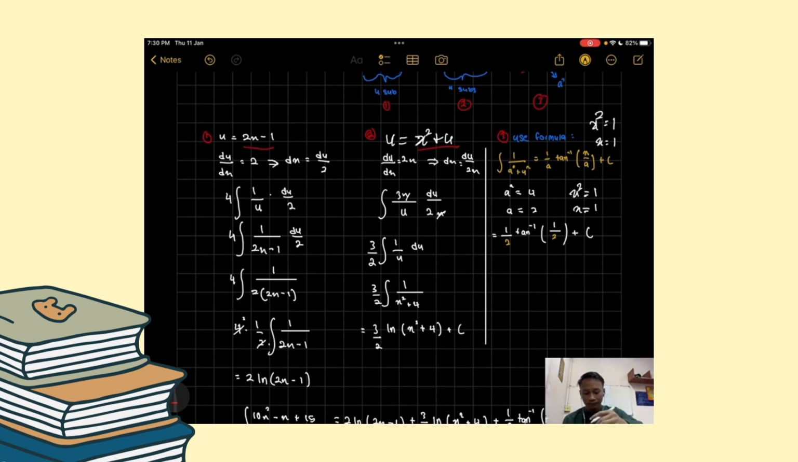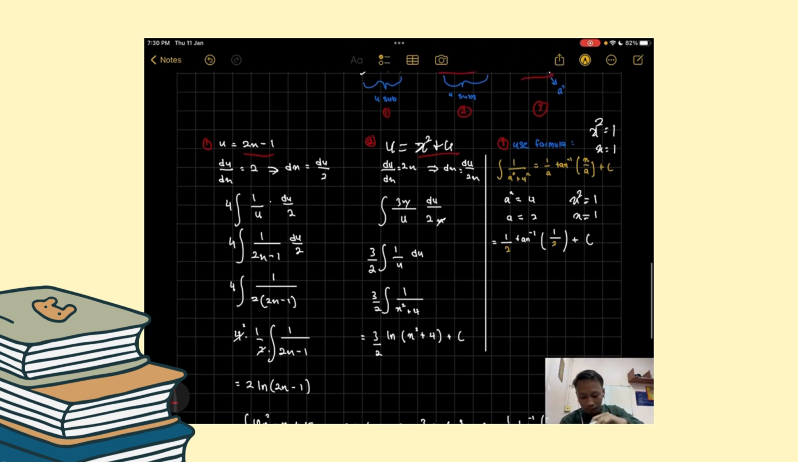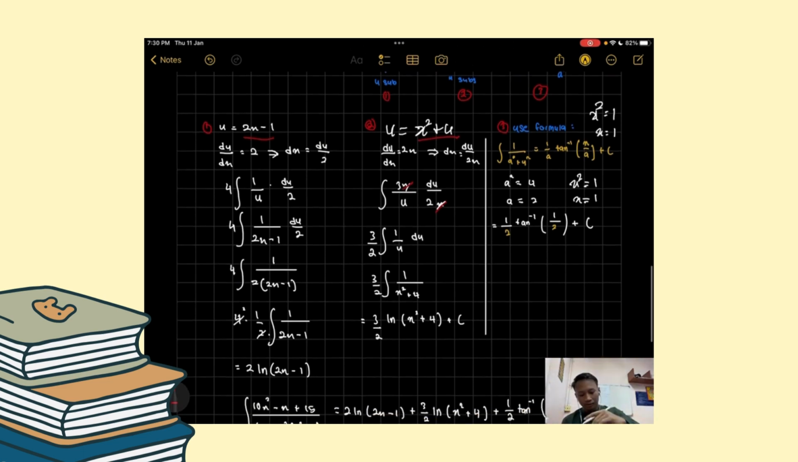We integrate like usual, so we have here 3x over u and du over 2x. We cancel out the x, and then we take 3 over 2 out from the integration, and 1 over u du. So the last answer we got for number 2 is 3 over 2 ln x squared plus 4.